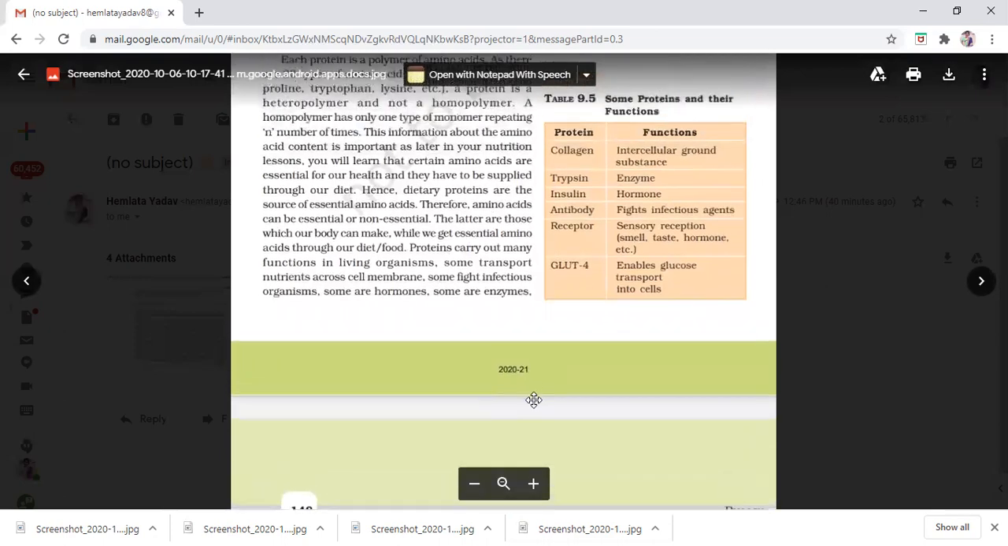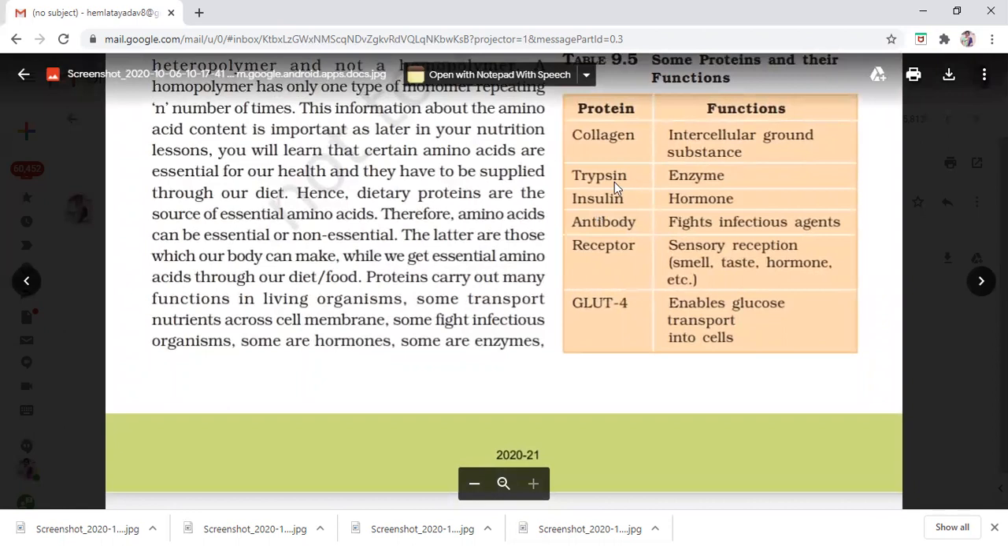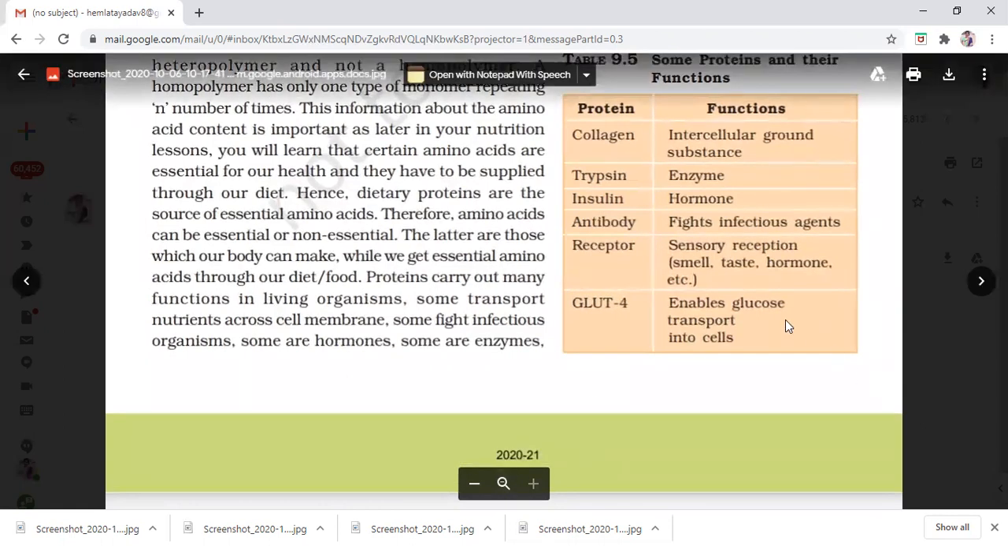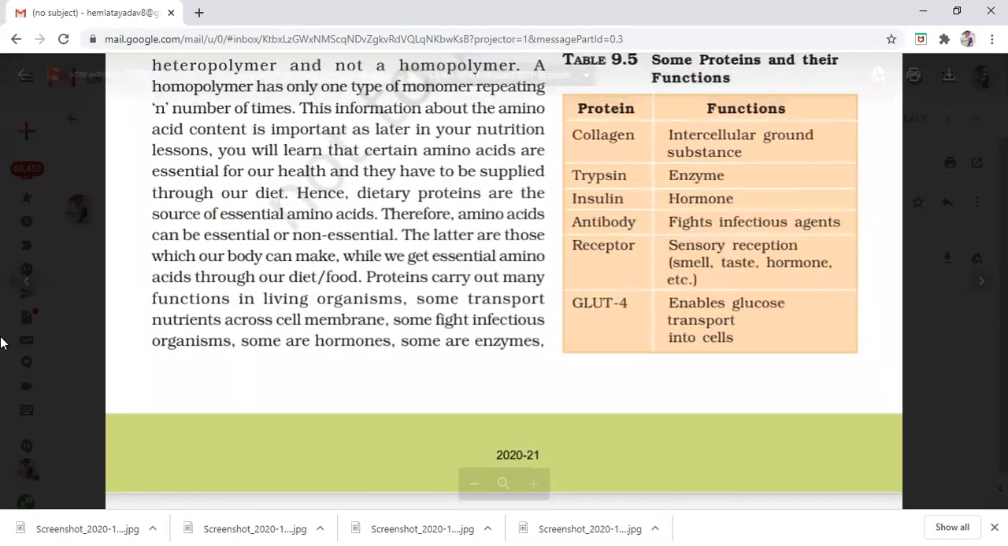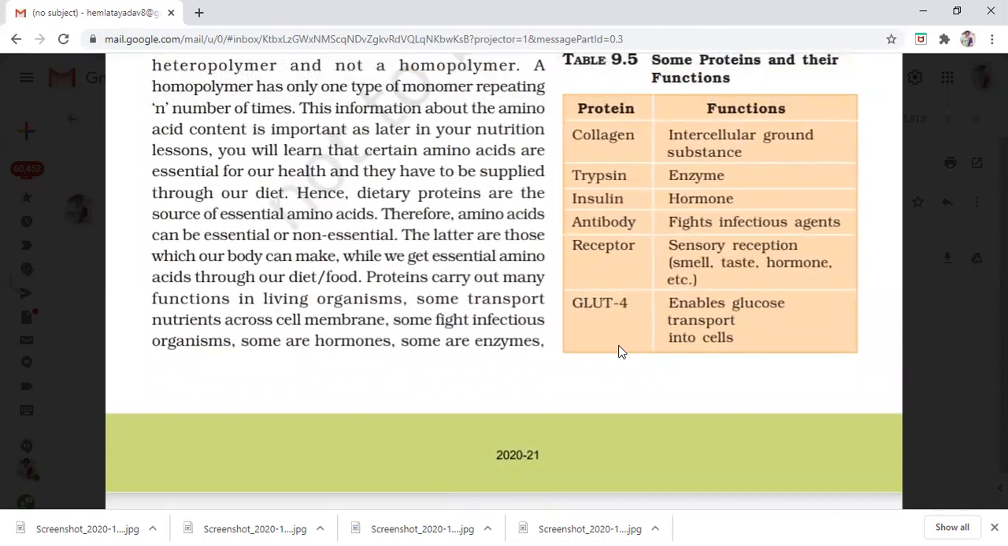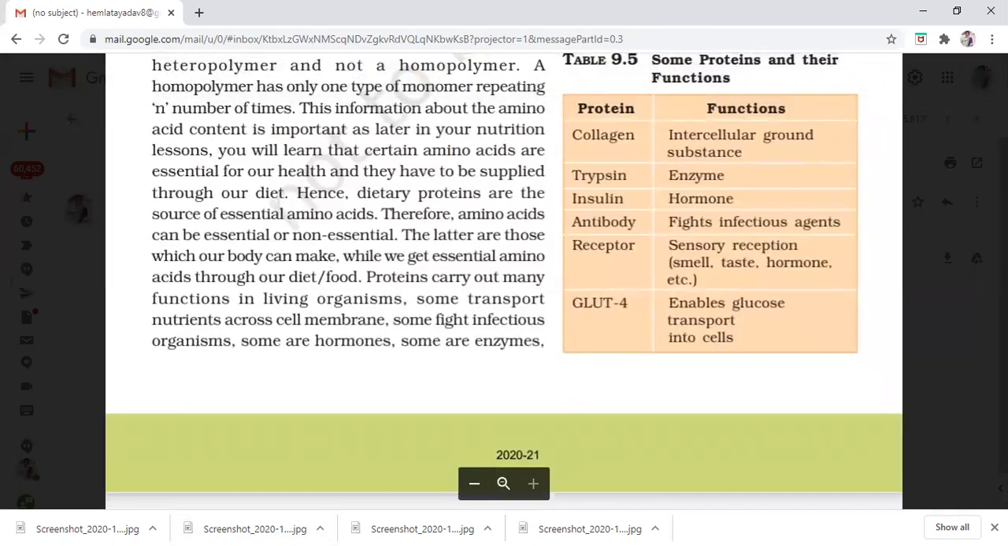Here a small table is shown. You can see collagen is an intercellular ground substance, trypsin is an enzyme, insulin is a hormone, antibodies fight infectious agents, and receptors: there are sensory receptors for smell, taste, and hormones. These are also proteins. And GLUT4 is a membrane protein which helps the transport of glucose into the cells. So GLUT4 is a membrane receptor protein present in the cell membrane that transports glucose into the cell.